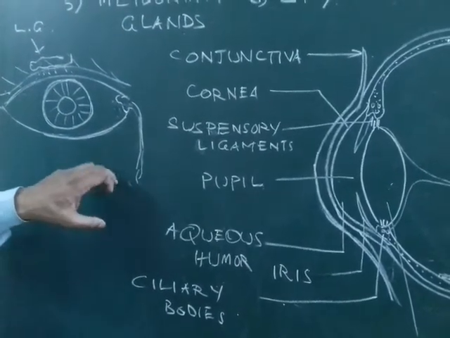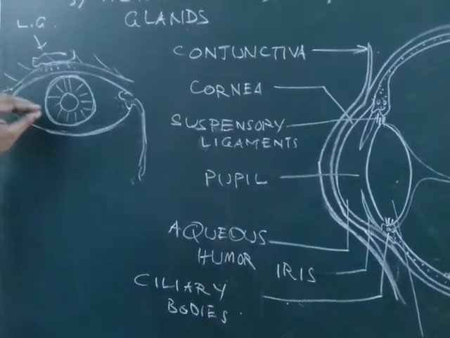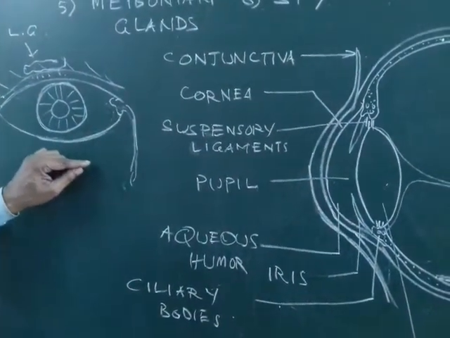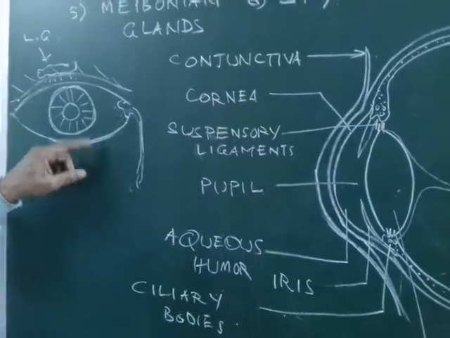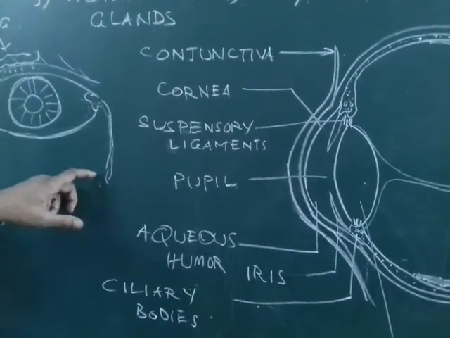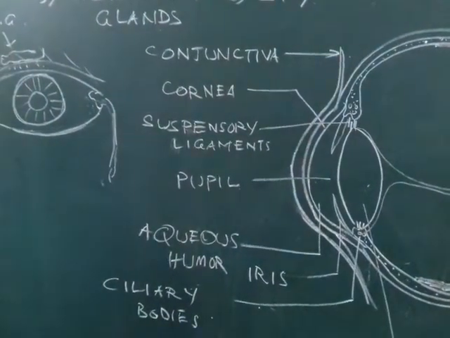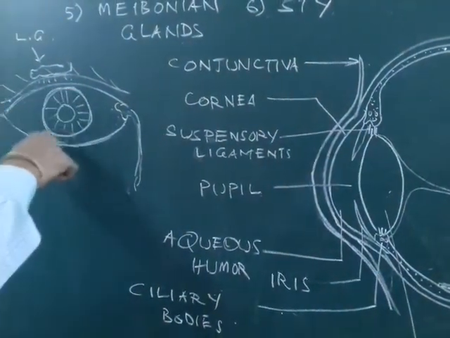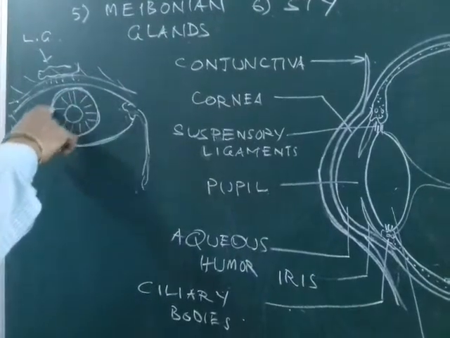So sometimes you must have felt that when an eye drop is given, you can feel the bitterness of that medicine in the mouth, because it flows through this nasolacrimal duct into the nose and towards the pharynx region or the taste bud region. Now this is the eye in the front.